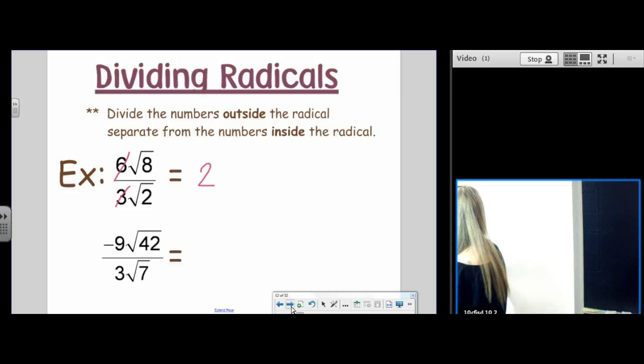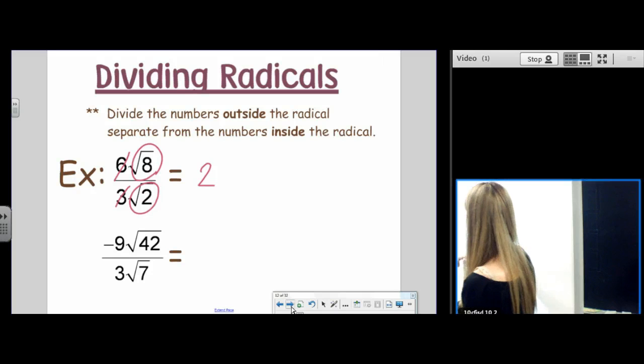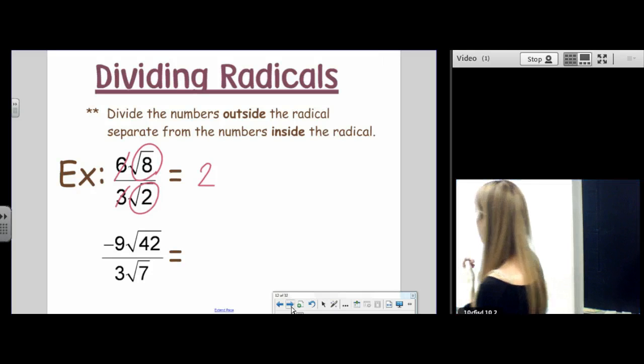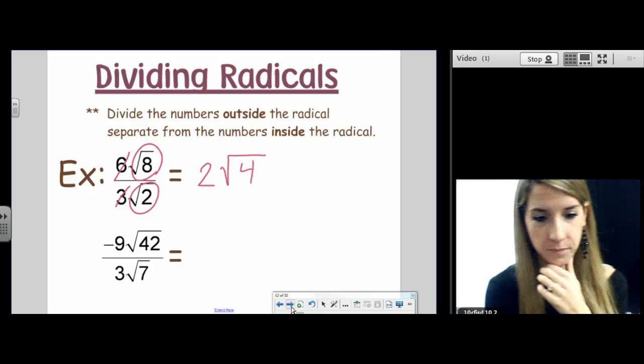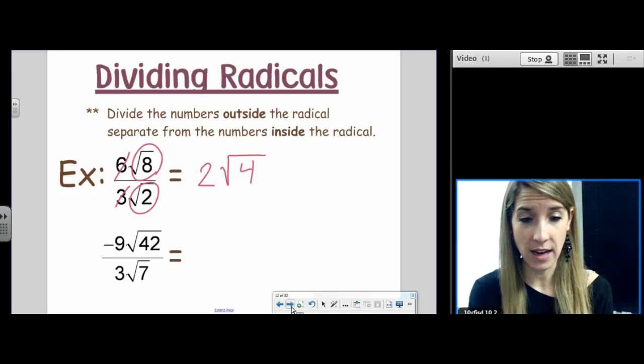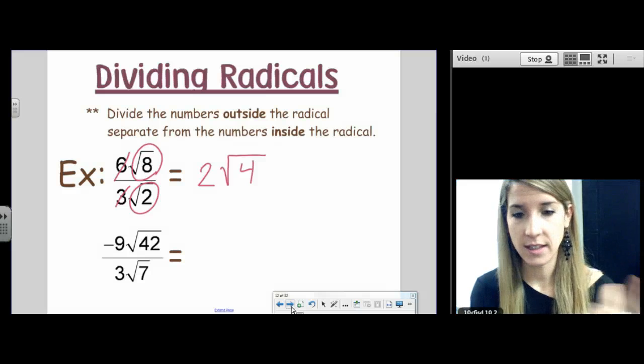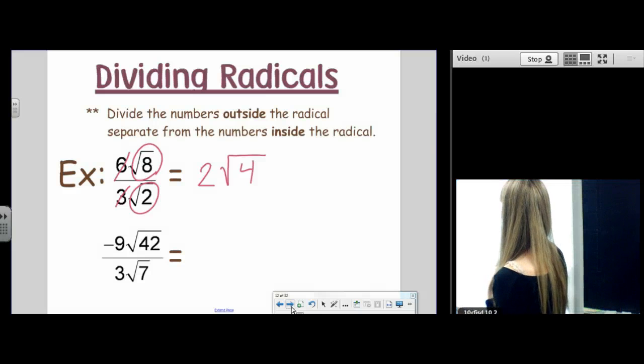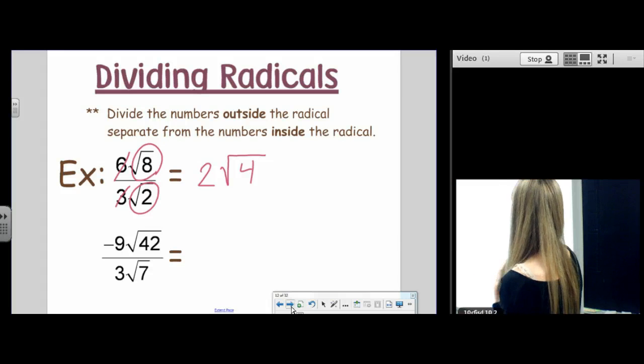Square root 8 divided by square root 2, you are allowed to divide those. 8 divided by 2, 4. And then we have ourselves a perfect square. We would never leave our answer like this. And so we know that this is just 2 times 2. And so that's going to be 4.